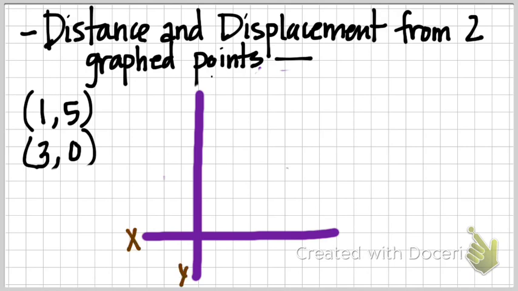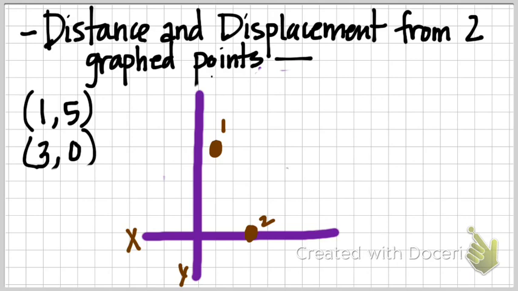So I'm going to go 1, and then 1, 2, 3, 4, 5. There's my first point. And then my next one is (3, 0), so I'm going to move over 3 spots, and I don't go anywhere on my y-axis. So I have point 1 and point 2.